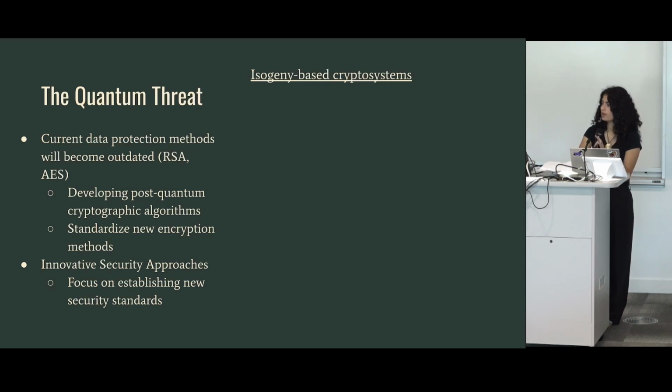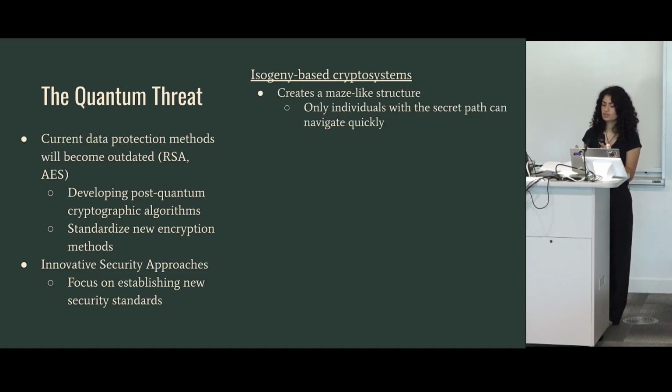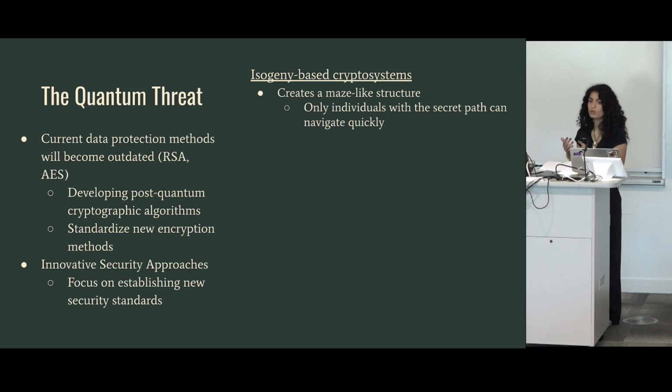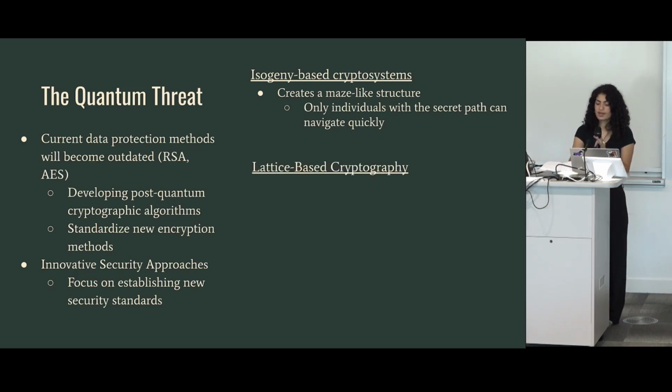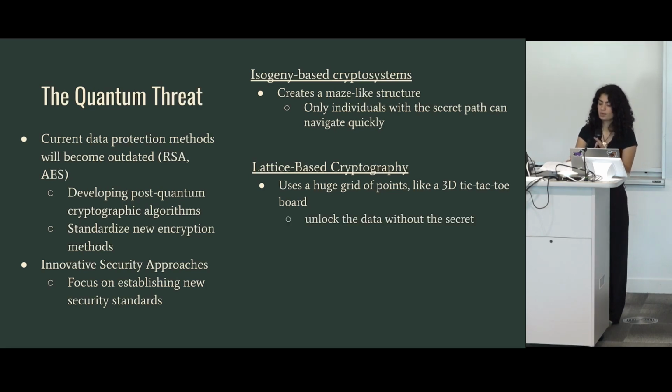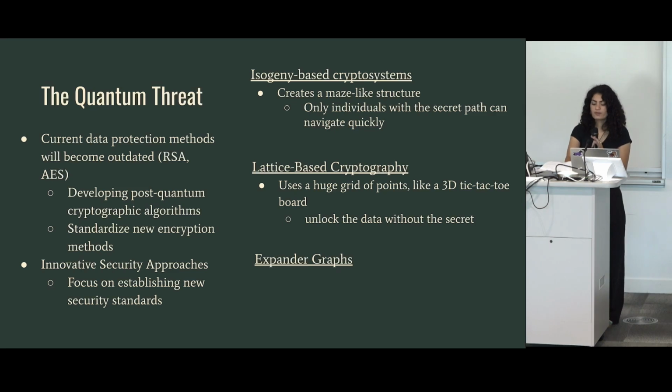There are 3 main ideas that almost all researchers are agreeing upon right now. The first one is isogeny-based cryptosystems. Imagine a maze-like structure which only one person with the secret path knows and can navigate quickly. Even quantum computers will have a hard time getting through this. Likewise, there's lattice-based cryptography, which essentially creates a 3D tic-tac-toe board using a bunch of grid points. To unlock the data without the secret key is incredibly difficult, and you would need to undo all the complex math we just covered. The third and final idea that is being discussed right now is expander graphs.